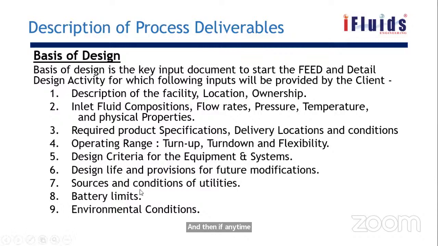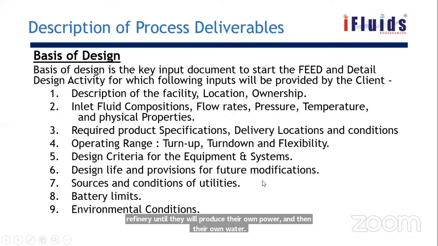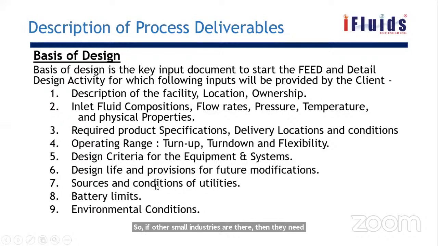So for the conditions of the utilities available, the major industries like refineries will produce their own power and their own water. If there are other small industries, then they need to get the power from other industries or from the government. And similarly water. If small industries don't have their own water, then they need to get it from other industries or from the government, like city water.